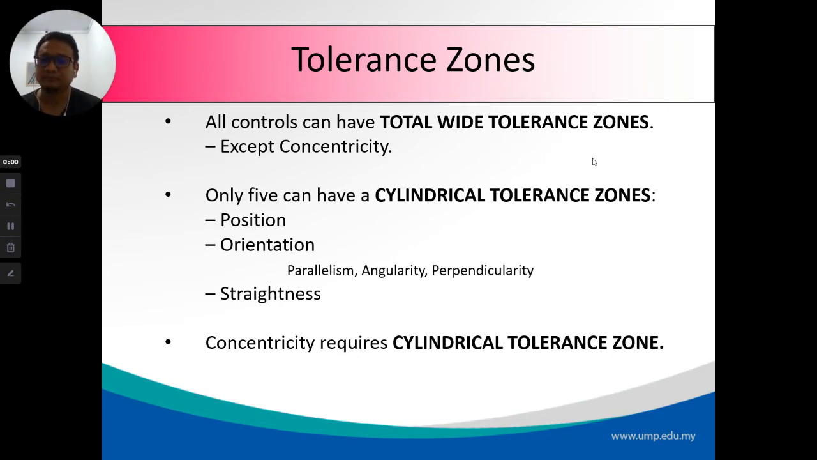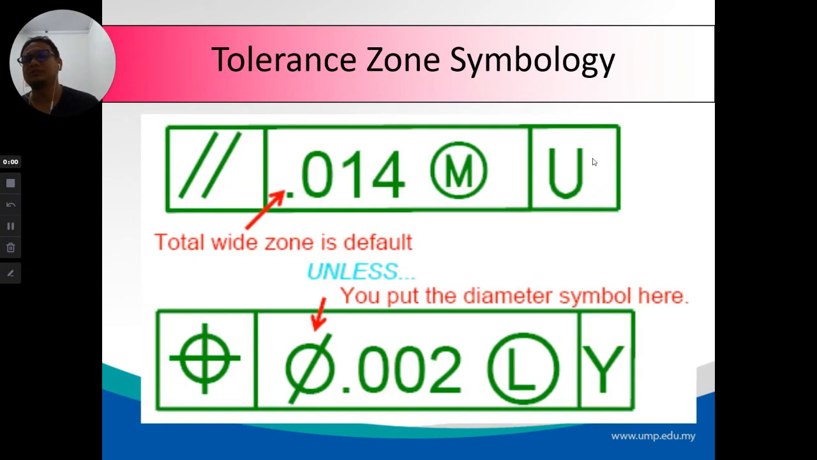Concentricity requires a cylindrical tolerance zone. This is a tolerance zone symbol. 0.14 total wide zone is the default. Unless you put the diameter symbol here, it becomes a cylindrical zone.